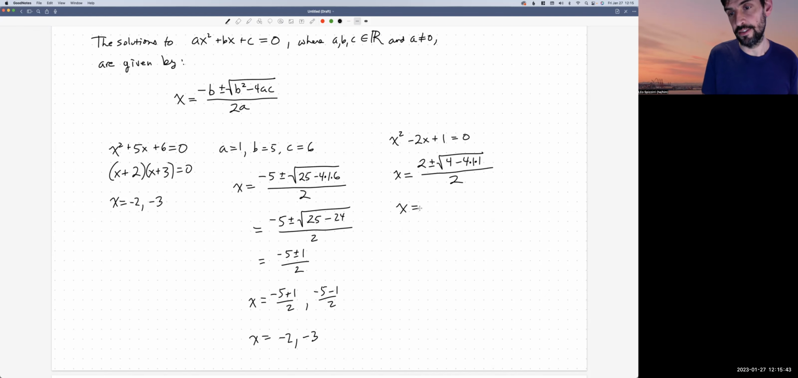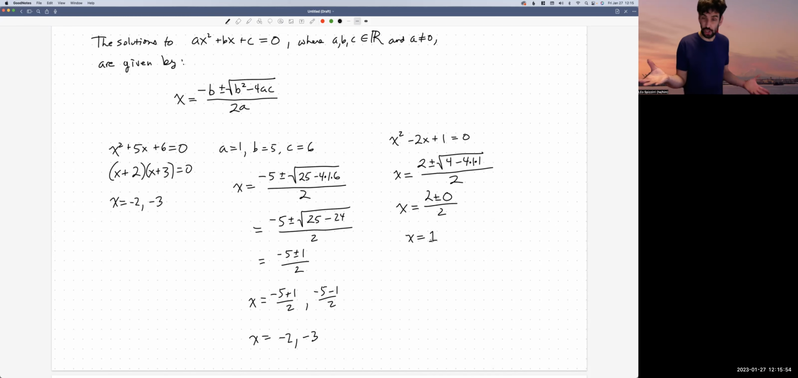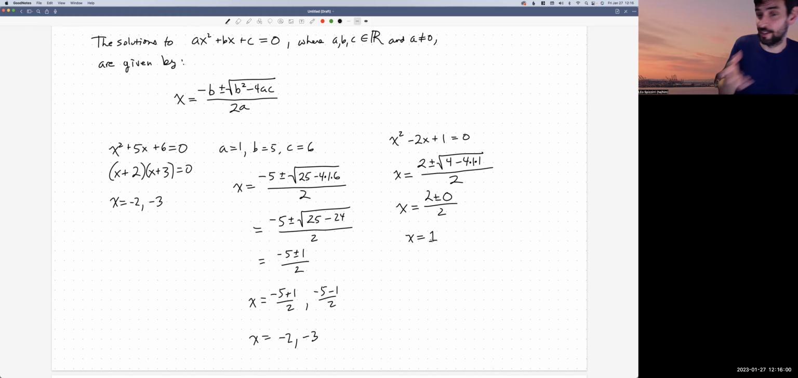And we get that x is equal to 2 plus or minus, but notice we've got 4 minus 4, or 0. So 2 plus or minus 0 over 2, which is just 2 over 2, or 1, right? We had two answers, but they're plus 0 or minus 0, which in both cases does nothing. So we've got 2 over 2 is 1. We actually only get one answer out of this.